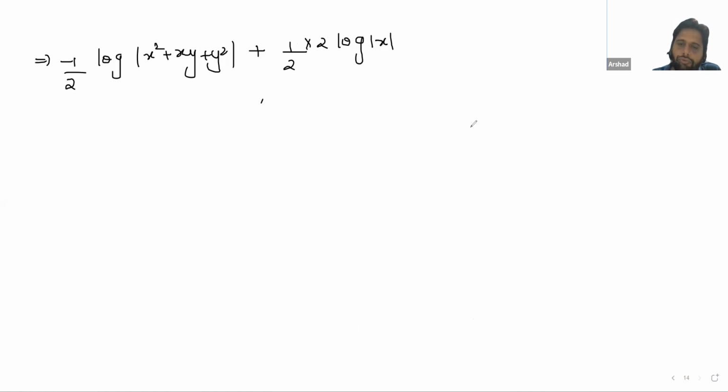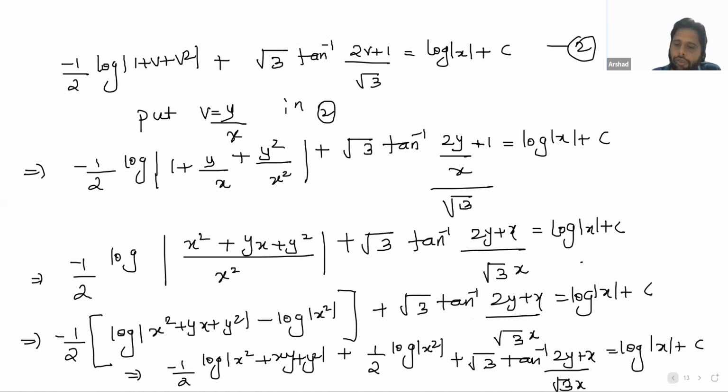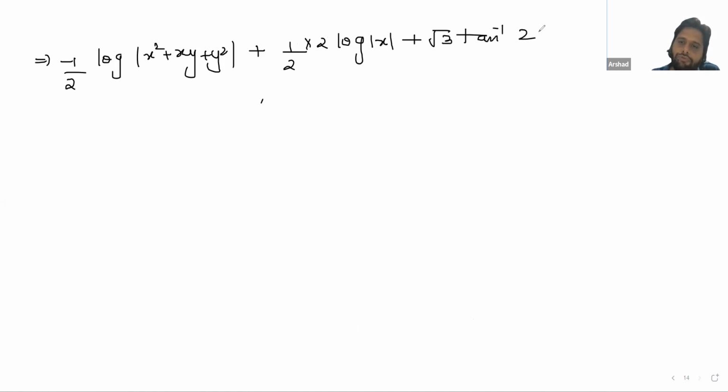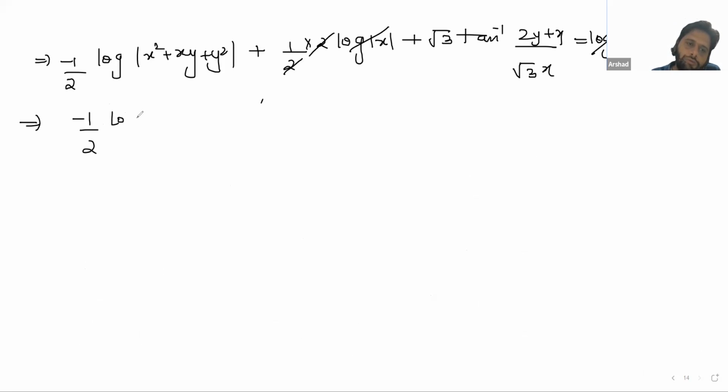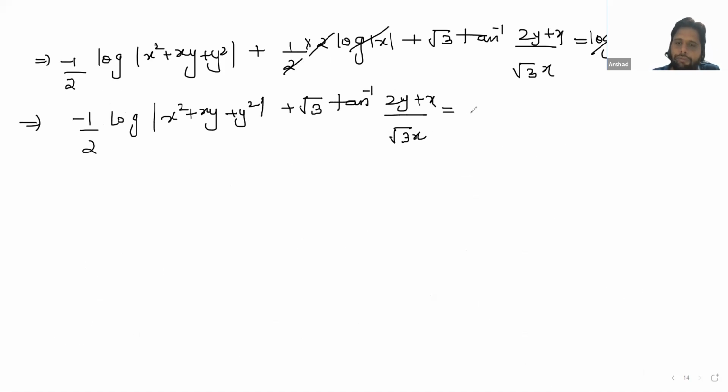It is plus root 3 tan inverse, and here you have 2y plus x by root 3x is equal to log mod x plus c. This cancels out, log then log, and this will also get cancelled out. So we will get minus 1 by 2 log x squared plus xy plus y squared plus root 3 tan inverse 2y plus x by root 3x is equal to c.